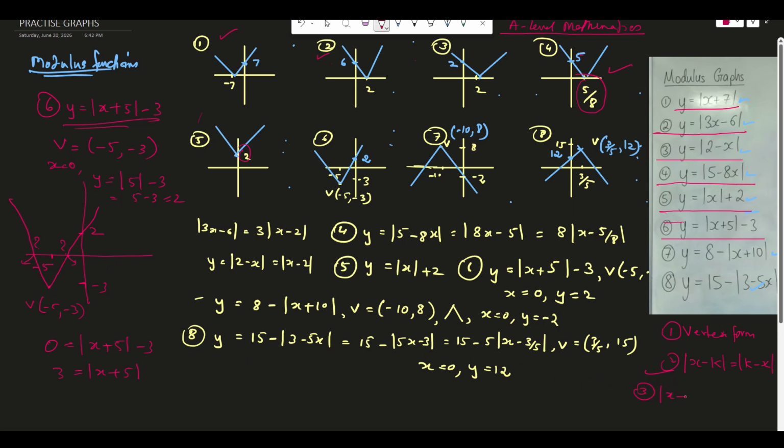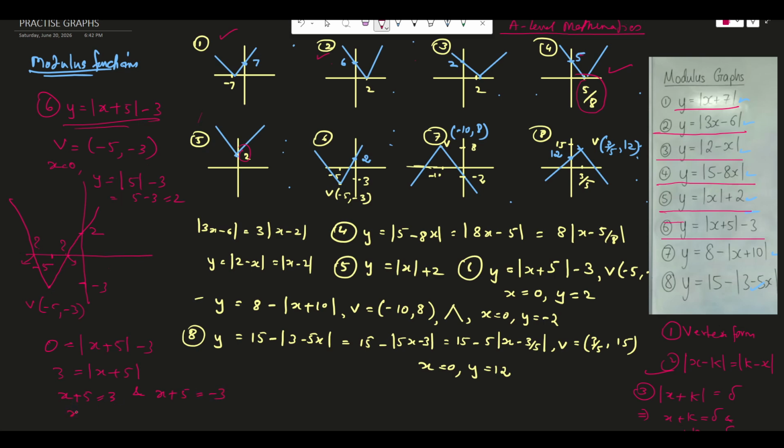If modulus of x plus k is equal to something, say delta, the meaning of this is that x plus k is equal to delta and x plus k is equal to minus delta. This is the meaning. So this concept I'm going to use here. So modulus of x plus 5 is equal to 3 implies that x plus 5 is equal to 3 and x plus 5 is equal to minus 3.